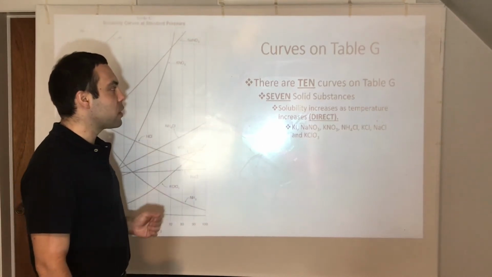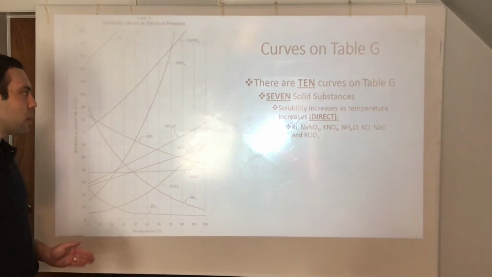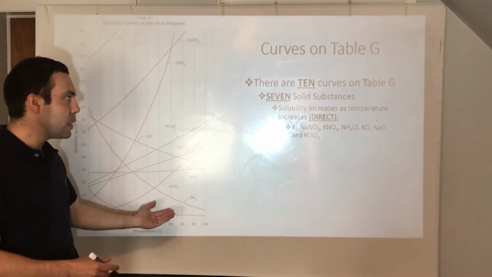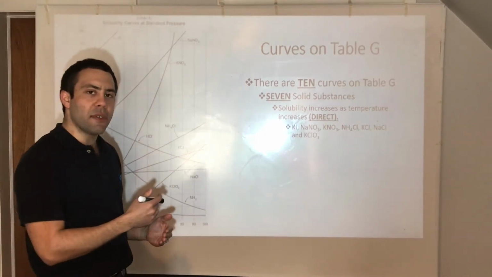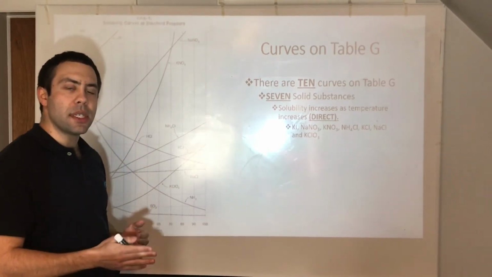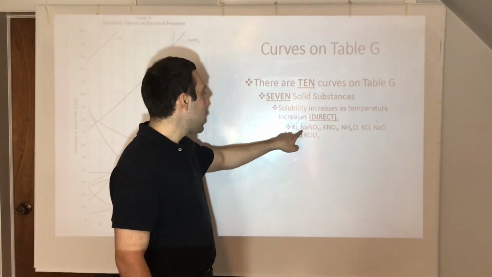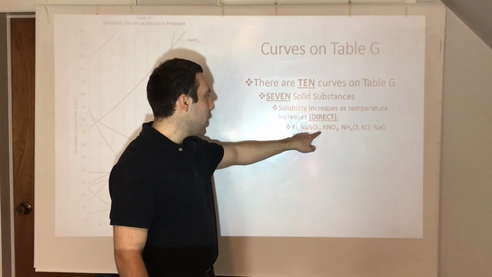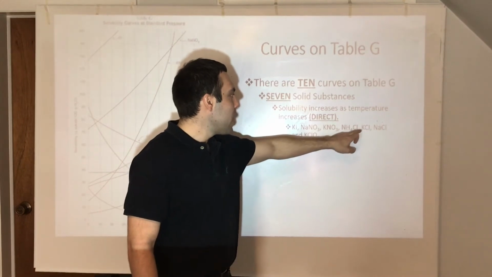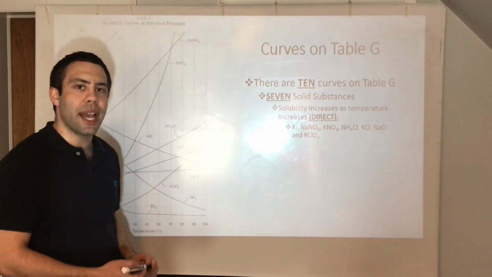There are 10 curves on Table G. 7 of those substances are solids. We know that because most of the time when solids are dissolved in water, as temperature increases, the amount of solute that dissolves will increase as well. That is a direct relationship. The 7 substances that are solids out of the 10 curves on Table G are KI, potassium iodide, NaNO3, sodium nitrate, KNO3, potassium nitrate, NH4Cl, ammonium chloride, KCl, potassium chloride, NaCl, sodium chloride, and KClO3, potassium chlorate.